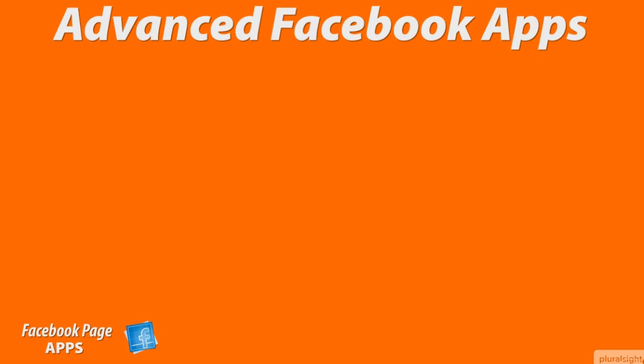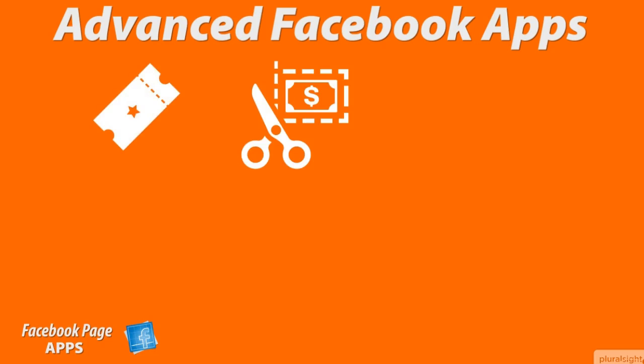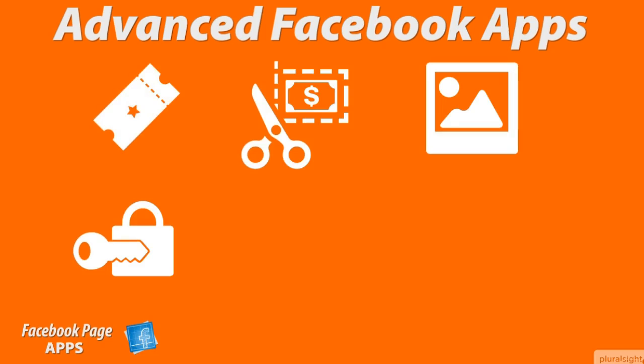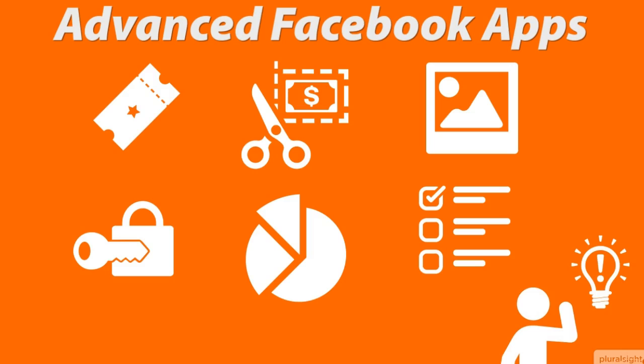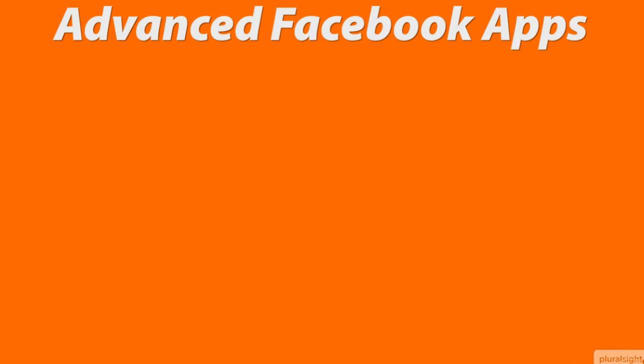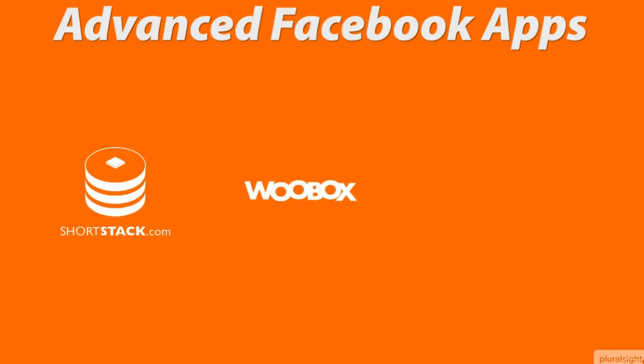For those of you who want to use more advanced Facebook page apps, I've compiled a list of the top 3 services that you can use. In terms of functionality, they can help you do anything from create sweepstakes, coupons, photo contests, HTML fan gates, where you can have people insert their email or like your page to get access to specific content, polls, quizzes, and other creative and crazy ideas that you might have. And these services, in no particular order, are ShortStack, Woobox, and PageModo.